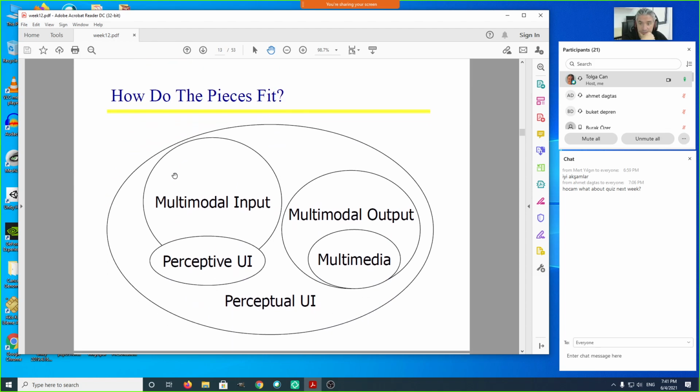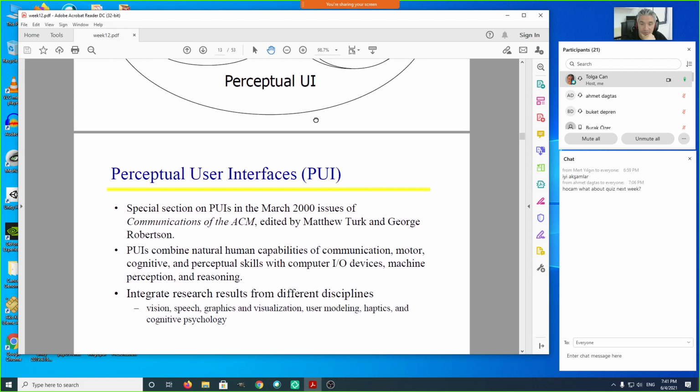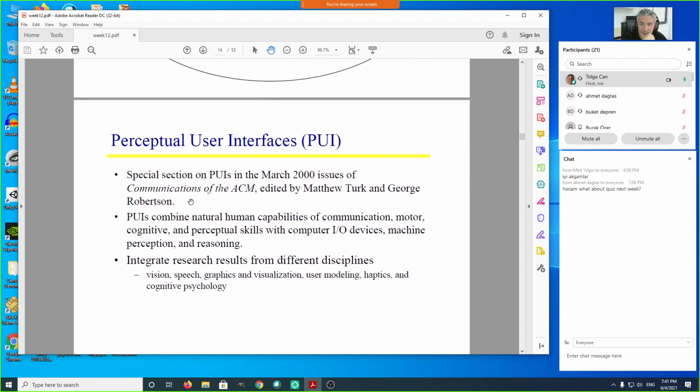So how do all these pieces fit in a perceptual user interface? We have multimodal input coming from the user, a perceptive user interface, the multimodal output, multimedia. All of this together is called perceptual user interface. As I said, this was a special section in, I said ACM magazine, but actually the complete name of the magazine is Communications of the ACM. There was a special section on perceptual user interfaces, which was about 2 decades ago. But still, it was really like a visionary article. We don't have all of those technologies or applications realized even these days.